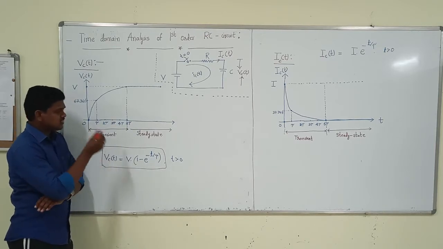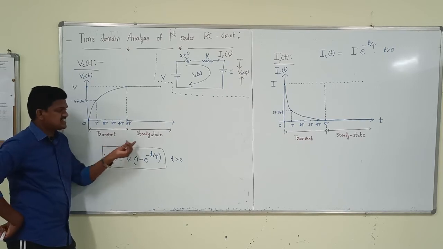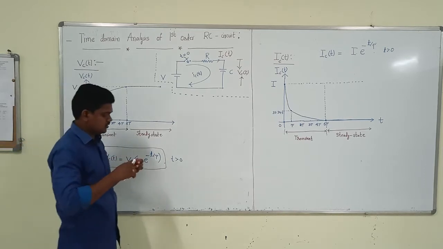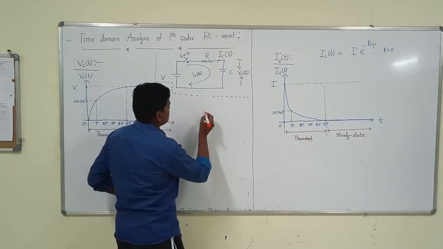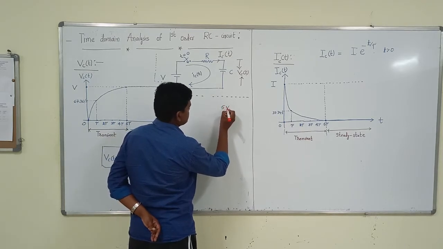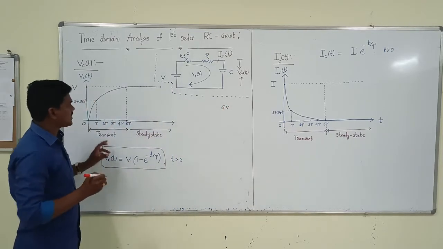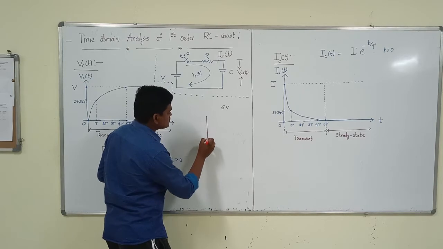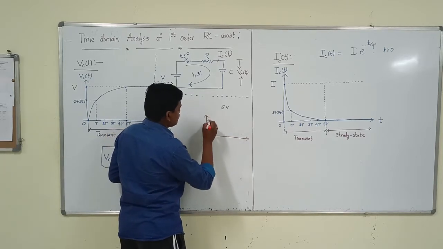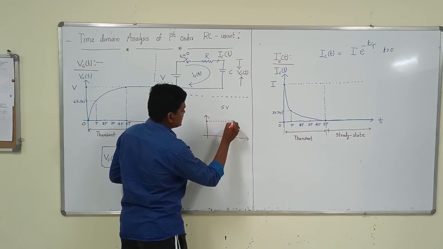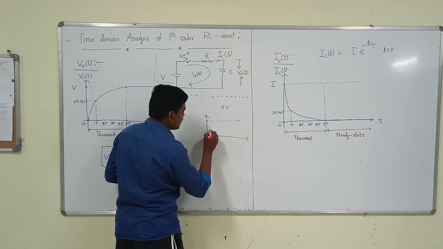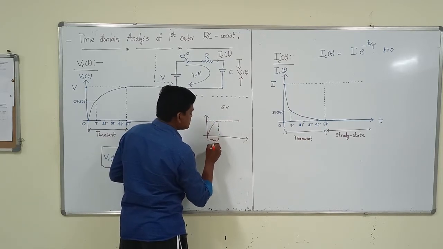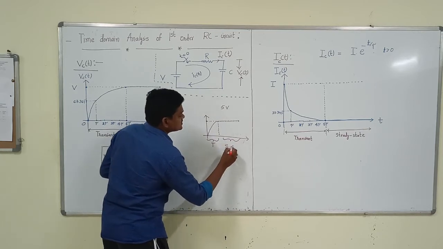For Vc of t, I already explained the transient state and steady state. Transient state means, for example, the capacitor's maximum voltage is 5 volts actually. The capacitor storing capacity is 5 volts. When we suddenly apply 5 volts, it will not reach 5 volts immediately. It will take some time. After that it will reach the 5 volts. This is the transient state and this is the steady state.